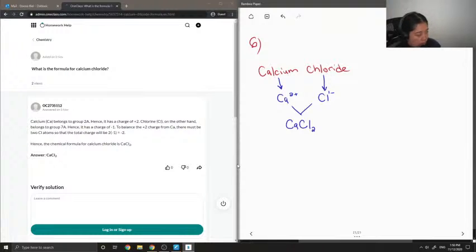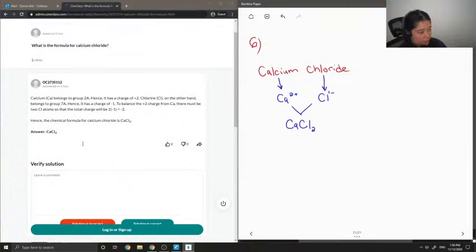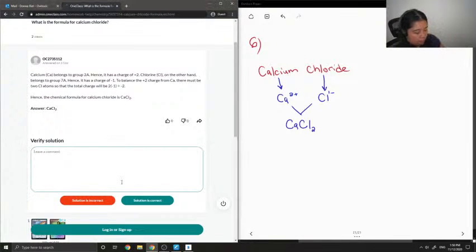So let's see what our junior tutor said. Calcium belongs to group 2A, hence it has a charge of +2. Chlorine, on the other hand, belongs to group 7A, hence it has a charge of -1. To balance the +2 charge from calcium, there must be 2 chlorine atoms so that the total charge will be -2. Hence, the chemical formula for calcium chloride is CaCl2. So this solution is correct.